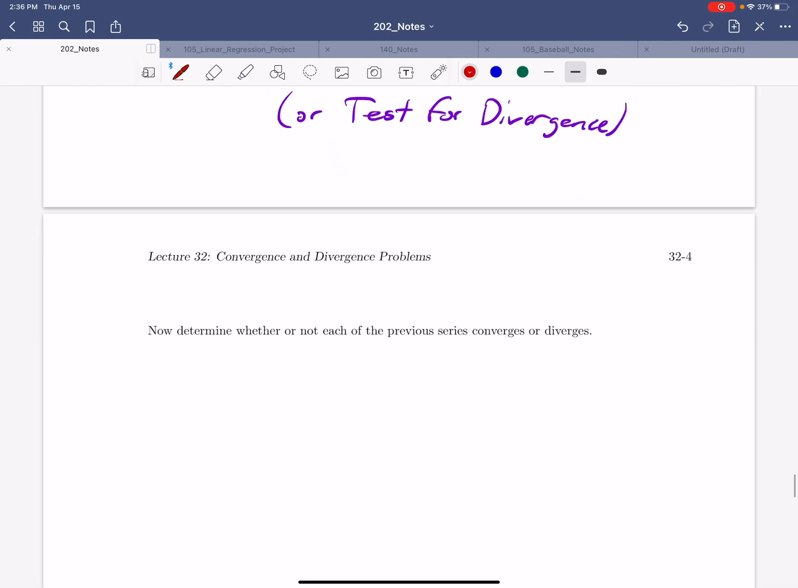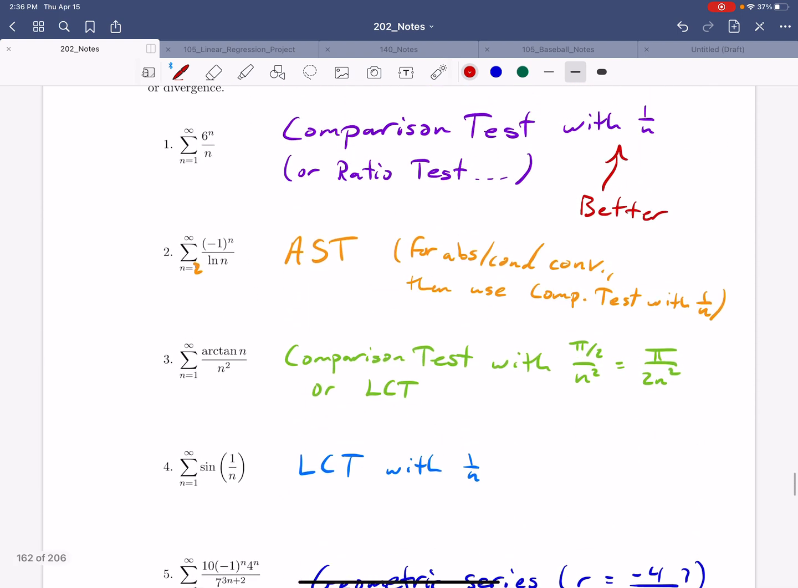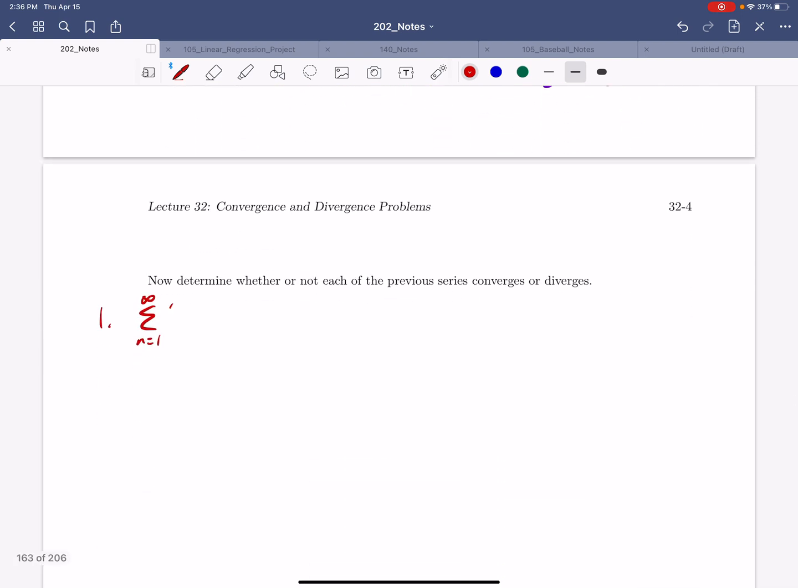Let's burn through some convergence and divergence tests. First, let's consider 6 to the n over n. I was going to use the ratio test, but you all pointed out that it would be better to use the comparison test, which I think is actually the much better way to go about it.